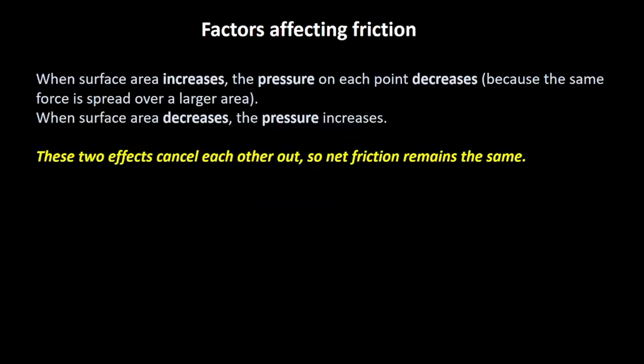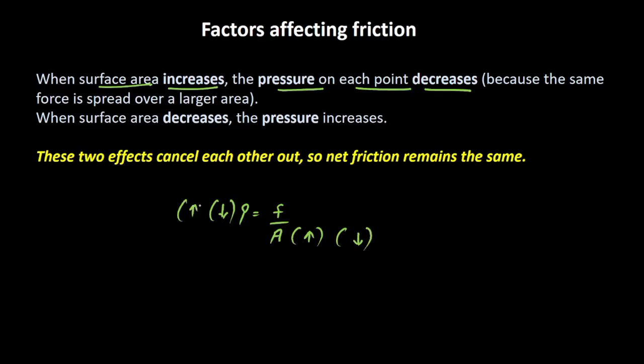So the reason behind that is, when the surface area increases, the pressure on each point decreases, because we know that pressure is equal to force per unit area. So as the surface area increases, the pressure decreases, and as the surface area decreases, the pressure increases. So what actually happens is that these two effects cancel each other out, so the net friction force remains the same.